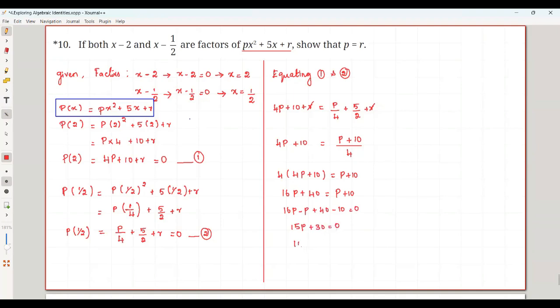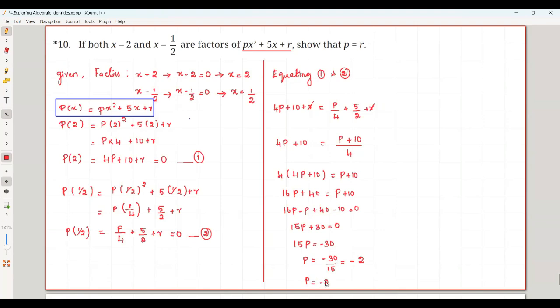Now 15p is equal to minus 30. So p is equal to minus 30 by 15, which is equal to minus 2. So the p value we are getting is minus 2. We'll just check the r value. I got p is equal to minus 2.